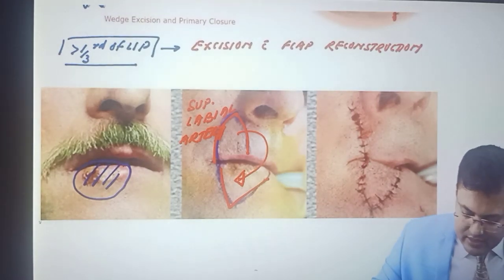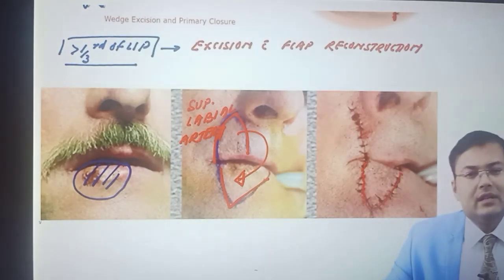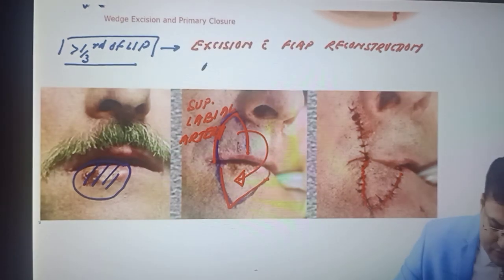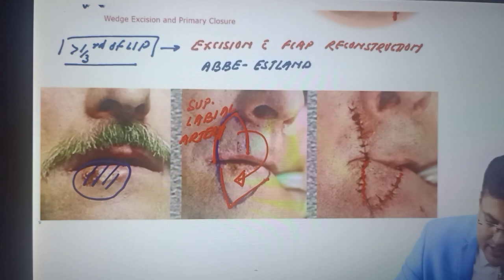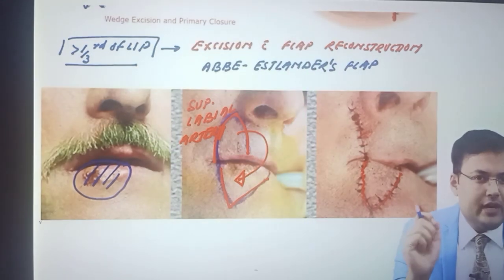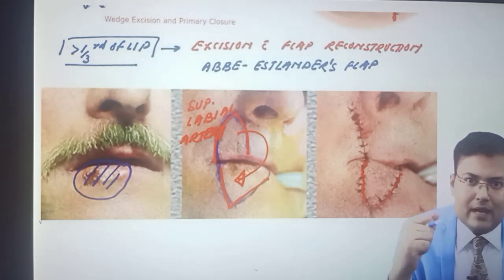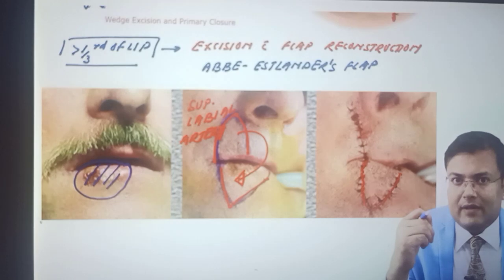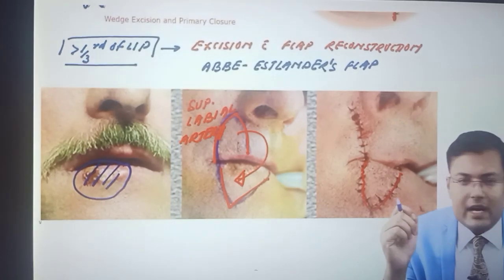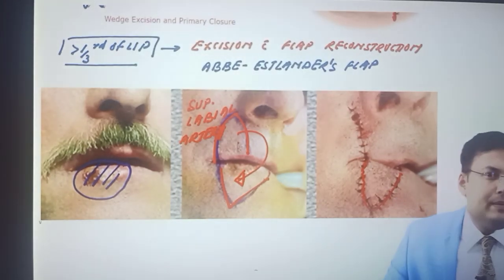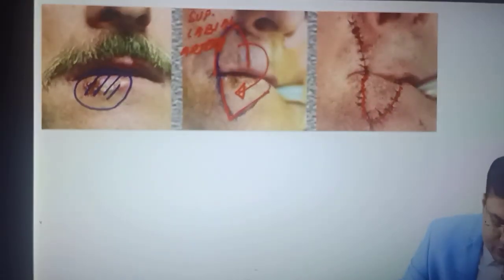Clear? So this is a flap taken from the upper lip based on the superior labial artery. What's the name? The name of this flap is the Abbé-Estlander flap, the most commonly used flap, based on the superior labial artery. There are two kinds of flaps used in lip reconstruction. One is the cross-lip flap, a classical example being the Abbé-Estlander flap, and the other is the circumoral advancement flap. The circumoral advancement flaps are the Karapandzic flap and the Webster-Bernard flap.